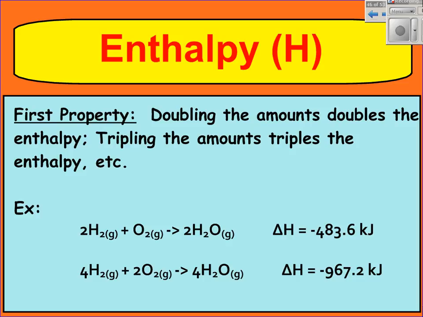Now take a look at the second reaction and compare it to the first reaction. Can you tell what's happened? The answer is it's been doubled. Notice the coefficients have changed from 2, 1, 2 to 4, 2, 4. According to our general rule of enthalpy, if you double the amounts of the reactants and products, you have to double the enthalpy as well. That's why the new enthalpy change is now negative 967.2. We just took the enthalpy from before and doubled it. This is the first property of enthalpy.